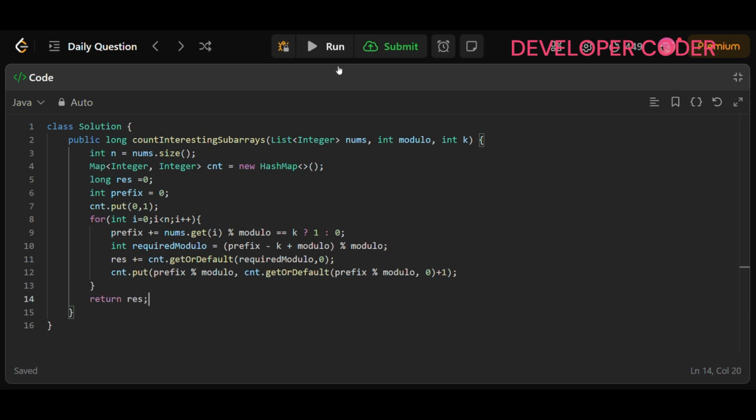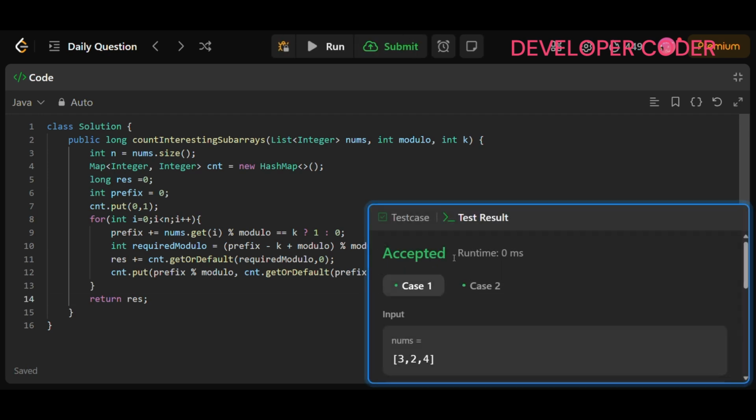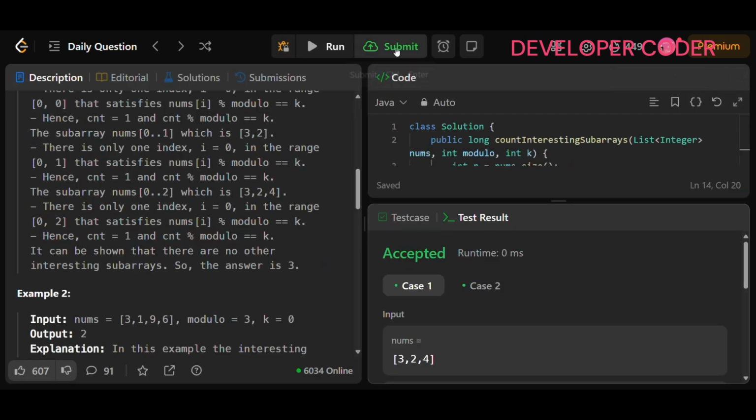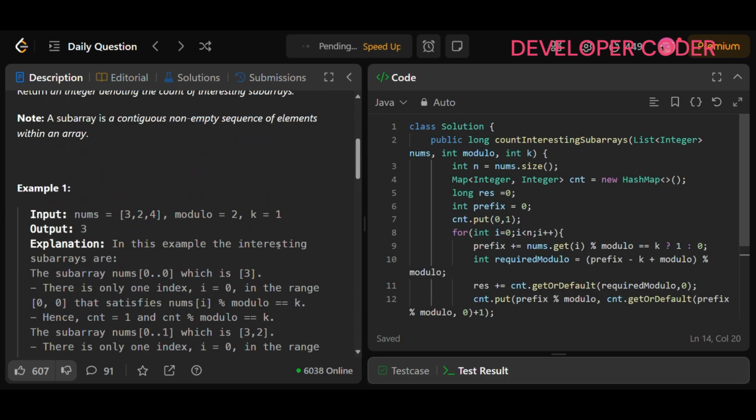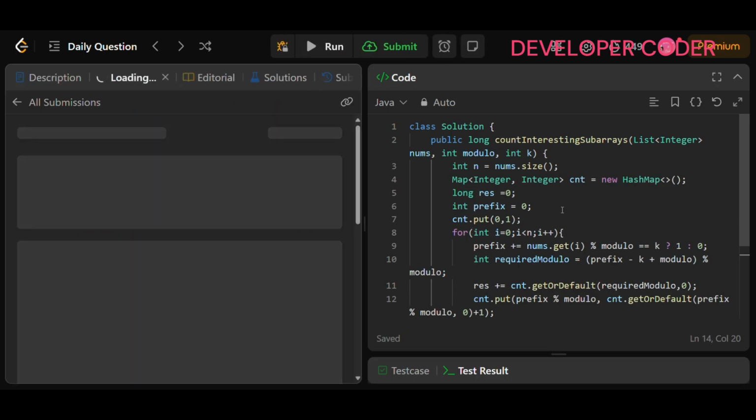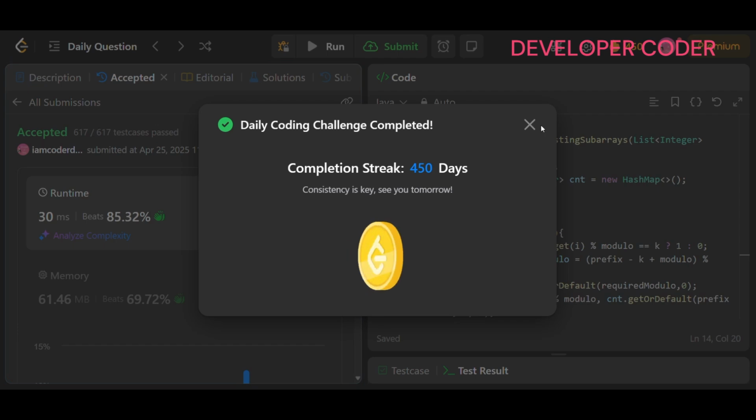That's it. Now let's run the code and see if there is any code issue; we'll try to fix that. So see, all the test cases have been accepted, right? Now let's submit it. So see, our solution is accepted, right?